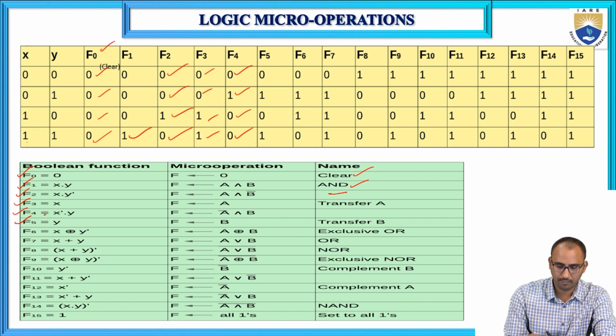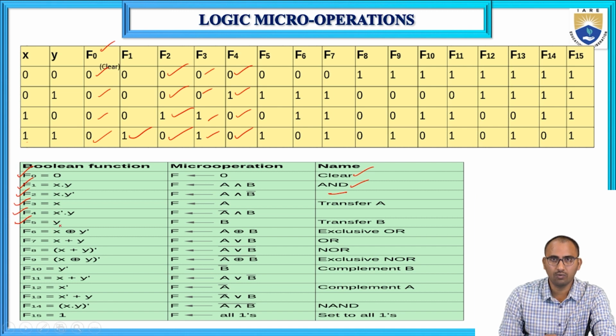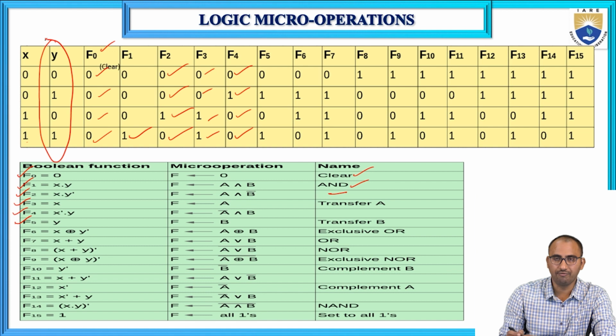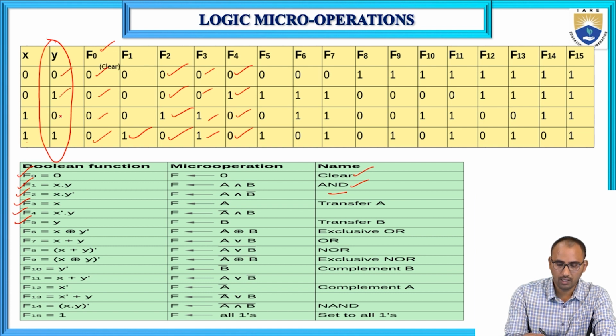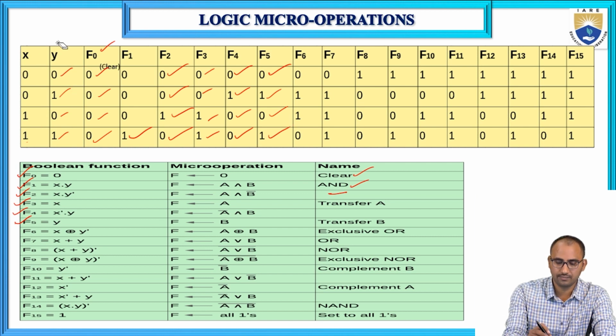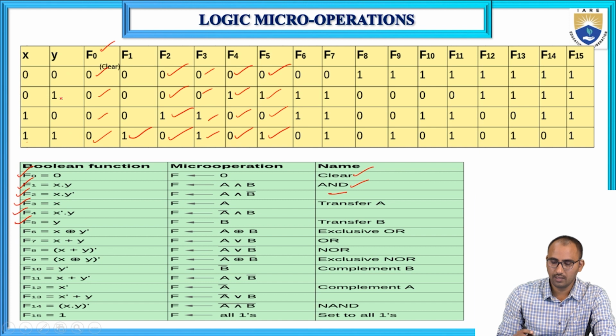Coming to F5. What is F5? F5 is equal to y. That means whatever the values are there in the y register, that are transferred to the F5. So 0, 1, 0, 1. So that is F5. Next F6.